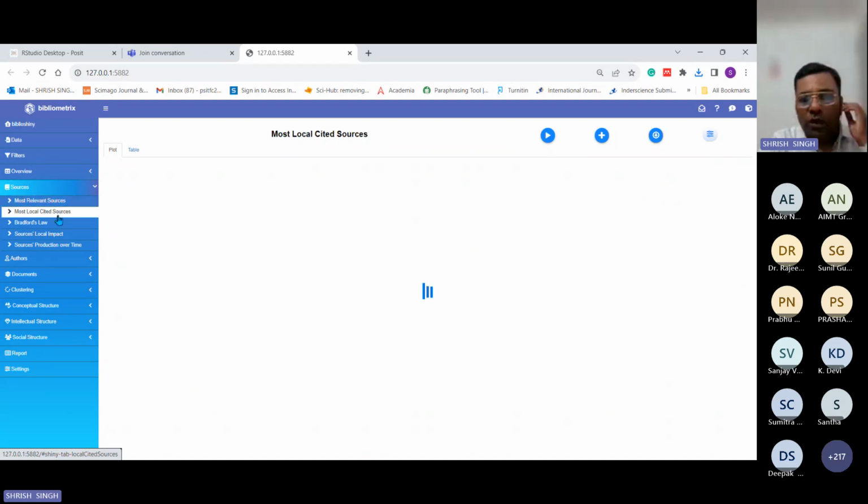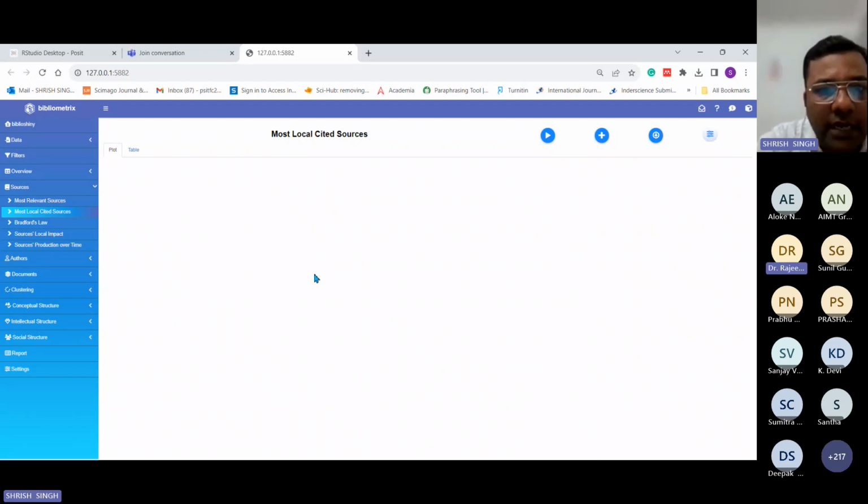Basically, local cited sources means there are two types of citation: local cited and global cited. The local cited source refers that we are having only 258 extracted articles. So out of those 258 extracted articles, which article is the most cited? So this is showing the most local cited sources.